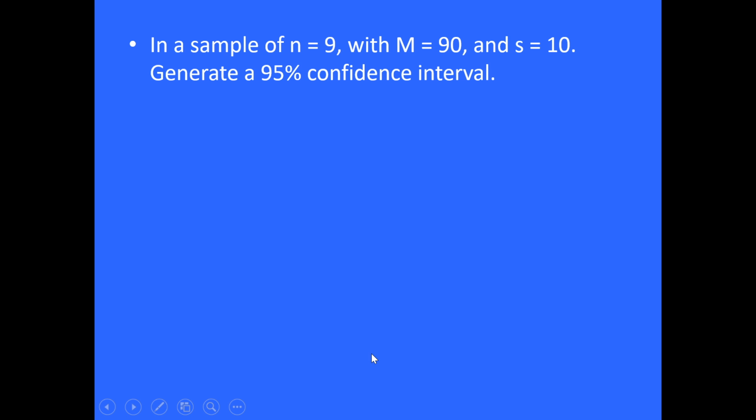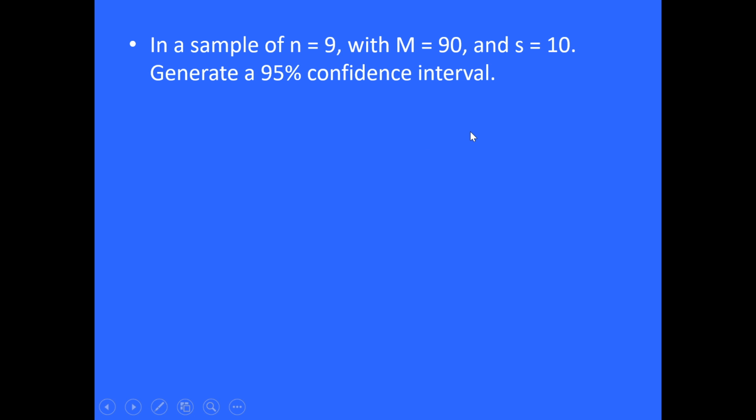Okay, so here we have an example. This is just like the butterflies. Let's say we go out, we catch these fritillaries, and we're not living in this magical world where we actually know the population standard deviation. We don't know that. So we go out, we get a sample of 9. We have the mean of 90 again. This time we have to generate a standard deviation. So we estimate the standard deviation of the population at 10. Okay? How do you generate a 95% confidence interval with this?